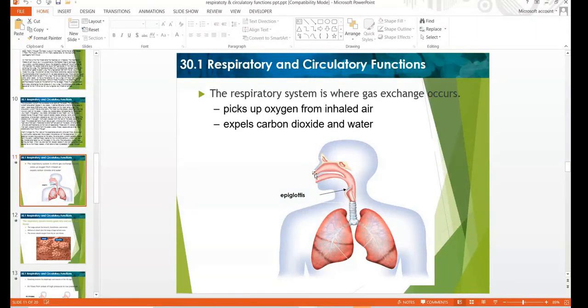Then you can see the nose beneath it. Then you can see the mouth. This is the epiglottis, and it opens into the trachea. This is the trachea, and it opens into the lungs. So these are the various structures in your respiratory system.